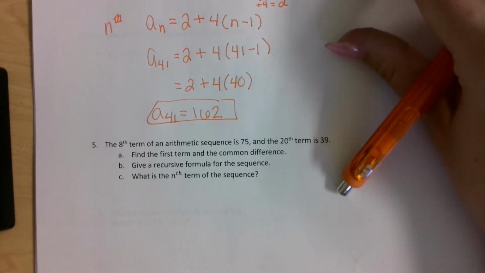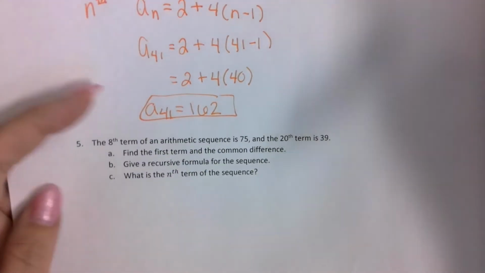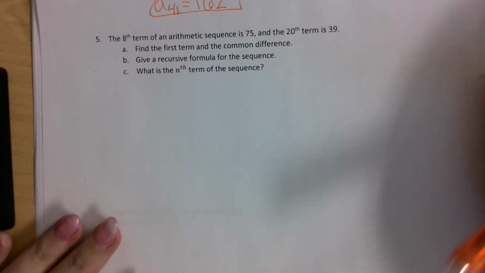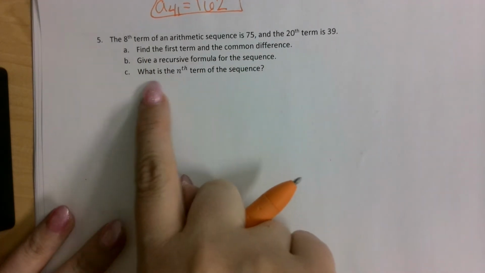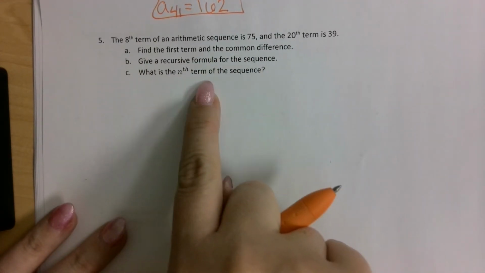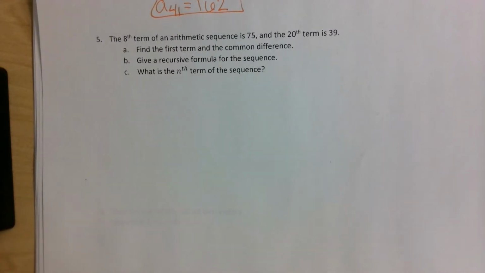Okay, now number 5 is going to get a little bit more complicated. So this one is asking us to find the first term, the common difference, the recursive formula, and the nth term formula. However, they're not just going to say this is the first term, this is the common difference, write it. They're going to kind of give you just pieces of it.